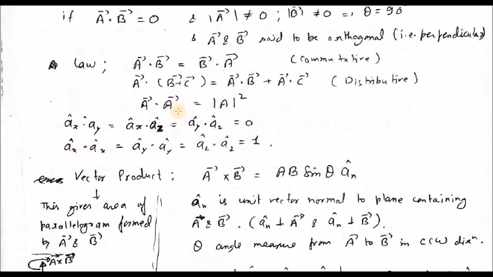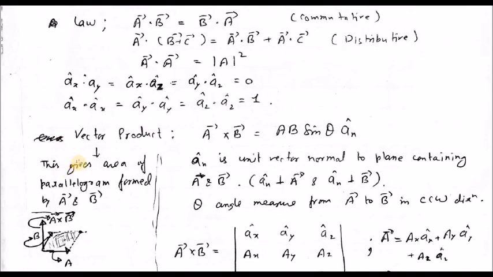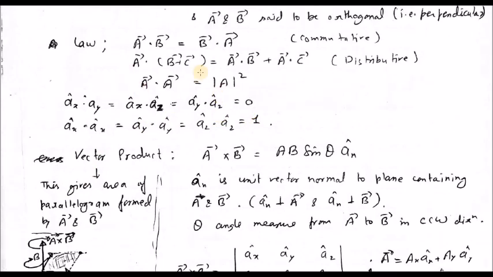And see why this A dot A is mod A square, because the angle between A and A is 0, so cos 0 is 1. Again AX dot AX equals AY dot AY equals AZ dot AZ is 1, where these AX, AY, AZ are unit vectors. So these are some properties of scalar product.